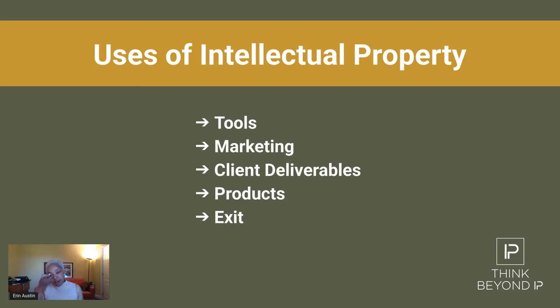So how do we use intellectual property? I like to put them in 5 buckets. Of course, they can all be broken down further, but the main buckets would be tools, marketing, client deliverables, products, and exit. I'm talking about the perspective of the service-based business, and when we have a service-based business, we are primarily talking about copyrights. Yes, there are going to be some trade secrets and some trademarks, but for the purpose of this conversation, we're talking about copyrights: those things that are in writing or created creatively, put in tangible form, such as photos, graphics, software, books, trainings, things like that.